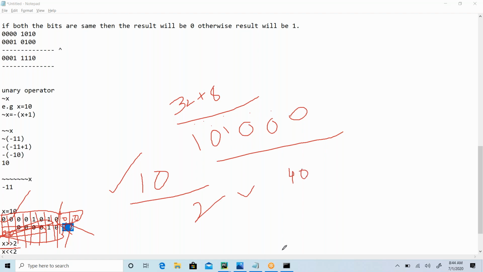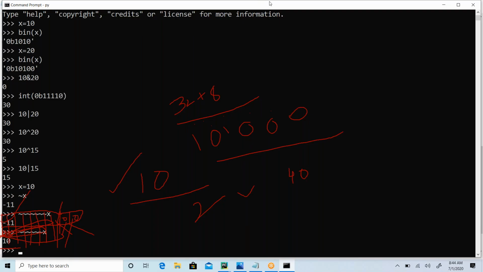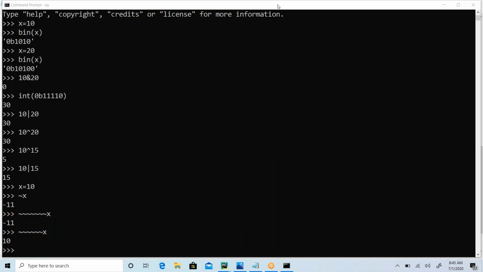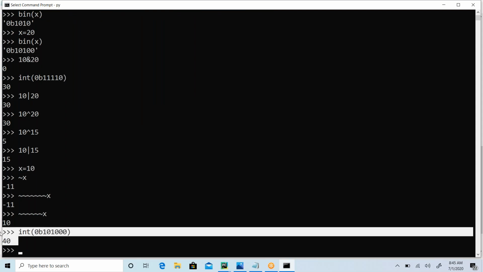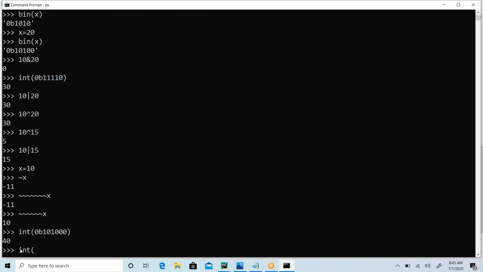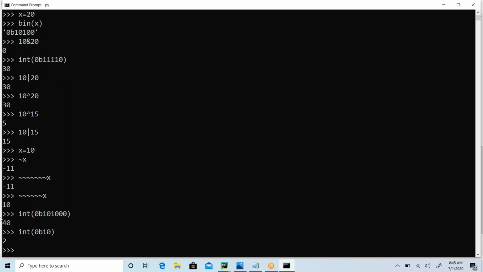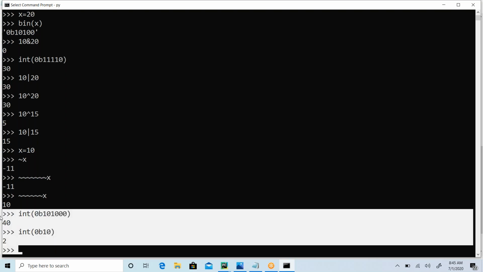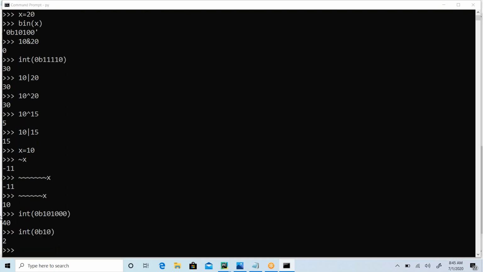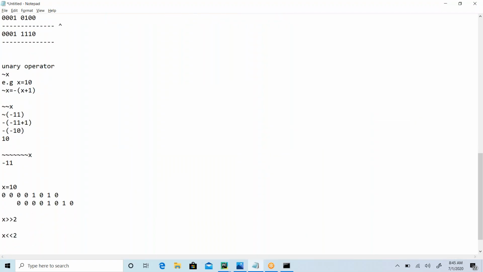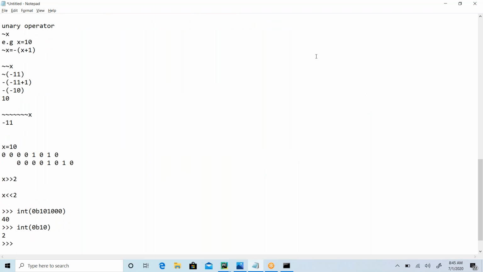If you want to verify, you can go here and convert that into an integer with 0b, that's the prefix, then 101000. The value of that is 40. In the first case, the value I got is just 2. So that is how we are going to get it. If you apply these right shift and left shift operations on this, I'm going to get values like this. Guys, any confusions around this?